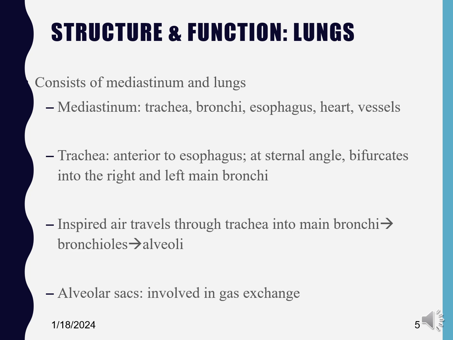So the structure and function of the lungs. So you have the mediastinum, which is the trachea, bronchi, all those spaces in the central part of the lungs. The trachea we know is anterior or in front of the esophagus and bifurcates into the right and left main bronchi. You know the trachea branches into the bronchi, which branches into the bronchioles. So thinking about those structures is important to understand how things work and what is happening here. So the air travels through the trachea into the main bronchi, to the bronchioles, and to the alveoli, where gas exchange occurs in the capillaries around the alveoli. Those alveolar sacs are directly involved with gas exchange.